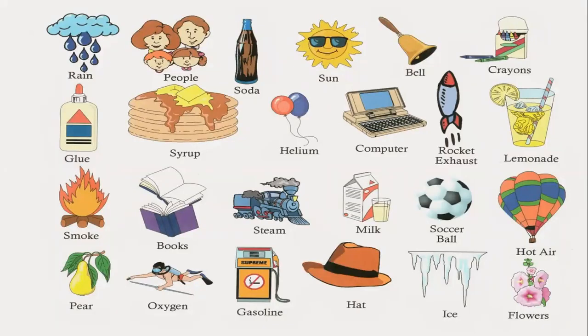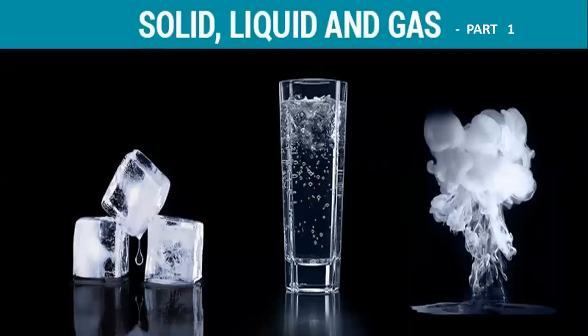What can you see in this picture? You can see many objects that we use in our day-to-day life. If I ask you to group these objects based on their physical property, how would you group them? Yes, you are correct. You will group some objects as solids, some of them as liquids, and some as gases. So our next new lesson is going to be solids, liquids, and gases.